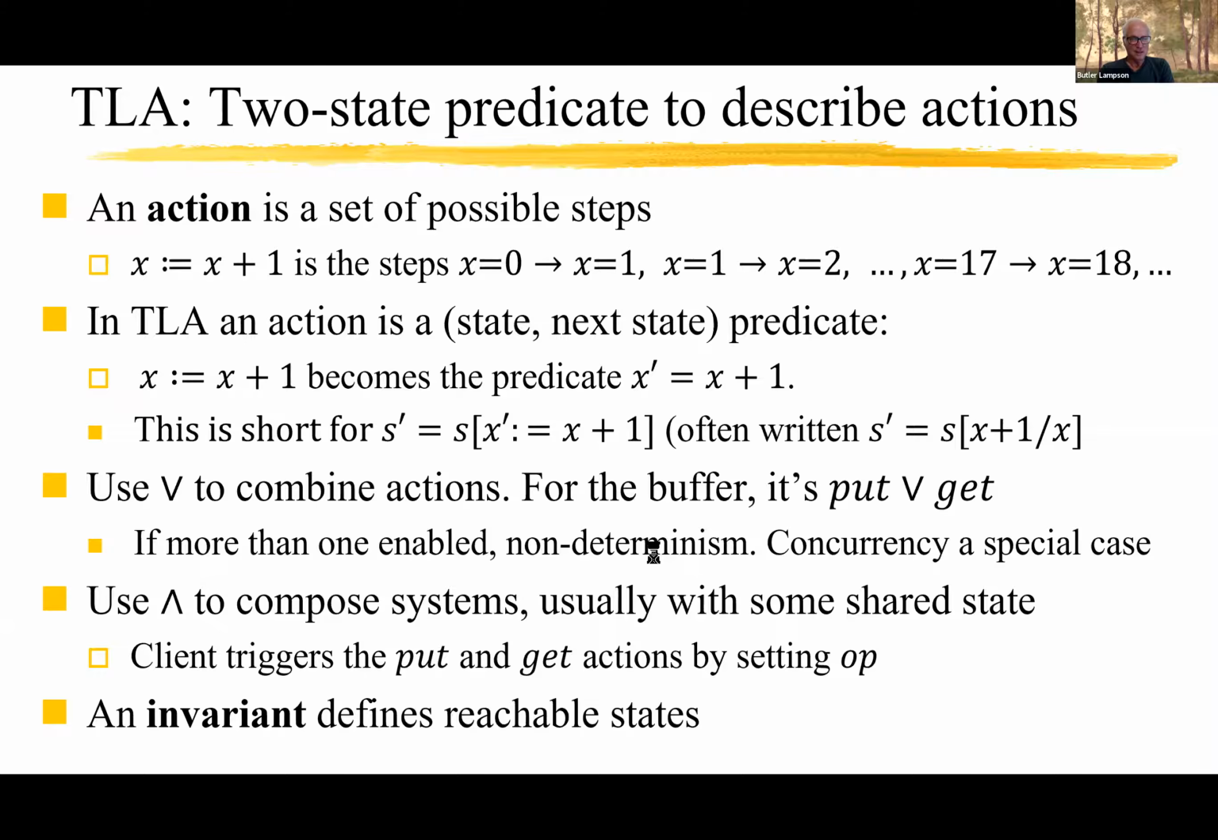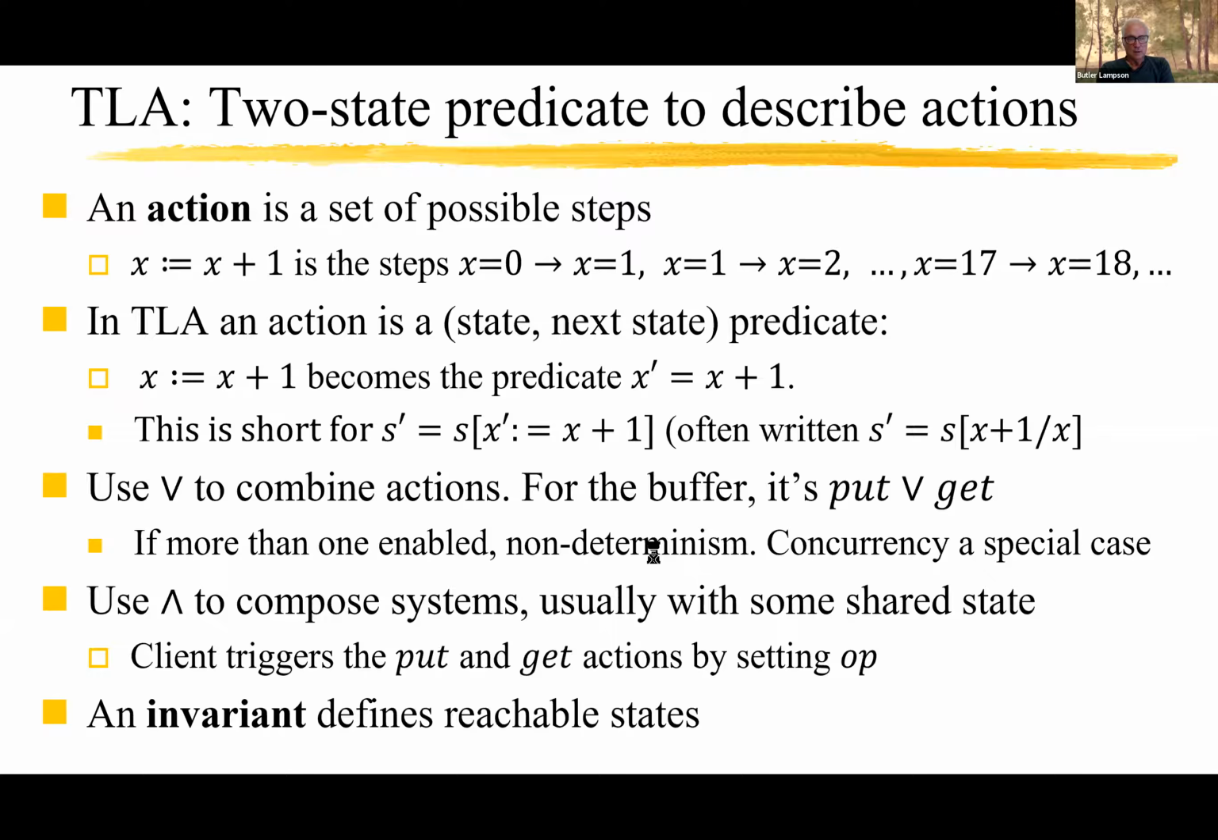So how do you do x gets x plus 1 as a predicate? The answer is, it says the new state of x is equal to the old state of x plus 1. So we write primes for new states. X prime equals x plus 1. That is the predicate that describes that particular action. Of course, there's going to be a little more to the predicate because there's other variables, and you have to also say that the other variables don't change. We're going to gloss over that for now.